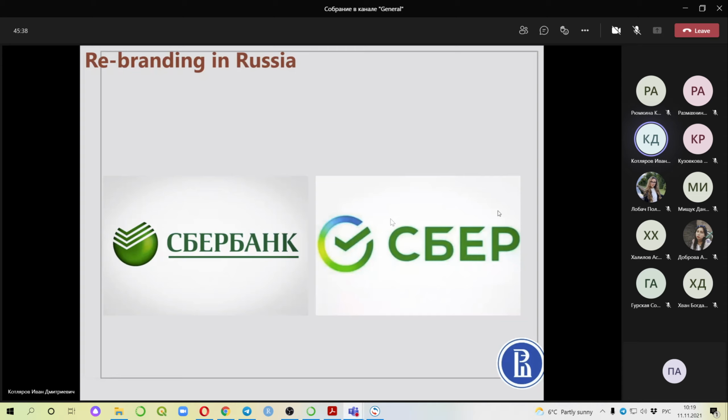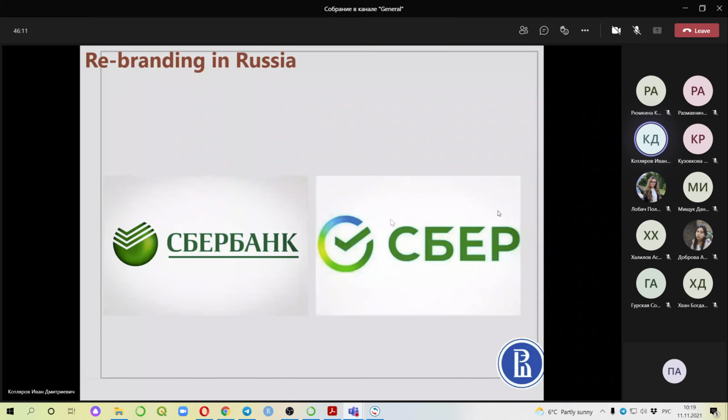And now, when Sberbank decided to move to an ecosystem, they changed the style of their logo. They excluded the word bank from their brand, just to highlight the idea of ecosystem. And obviously they moved from the idea of a wallet to a more general idea. The circle highlights the orientation towards customers.